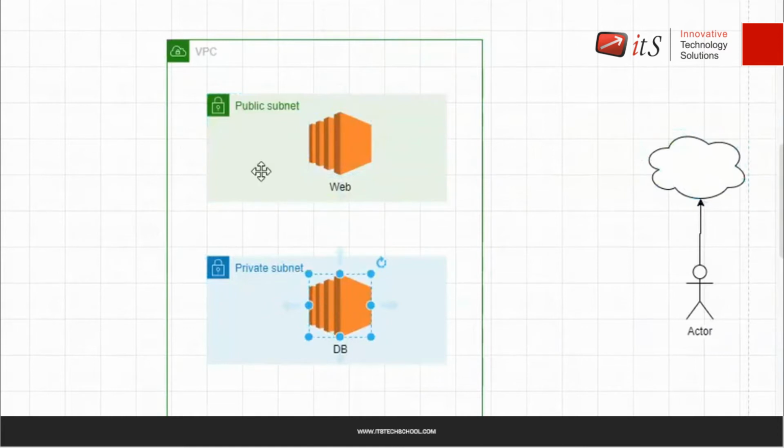But now they are just names, public and private. Now they are just names. My both subnets are private now. Why? Because of this VPC.